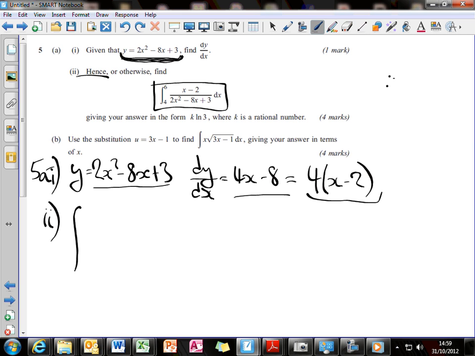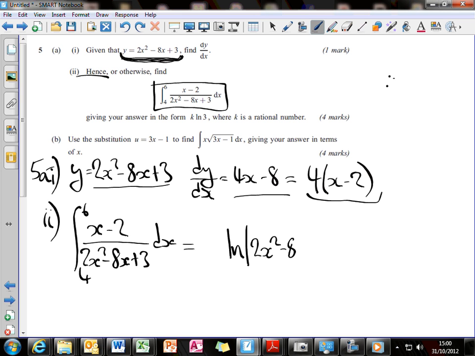So let's have a look. We're trying to integrate x minus 2 over x squared minus 8x plus 3 dx, and I know that it's going to have the form of ln. We're going to put the modulus sign on it. It's going to be ln of everything on the bottom. But when I differentiate this ln of 2x squared minus 8x plus 3, what I end up with is going to be 4x minus 2 over 2x squared minus 8x plus 3.